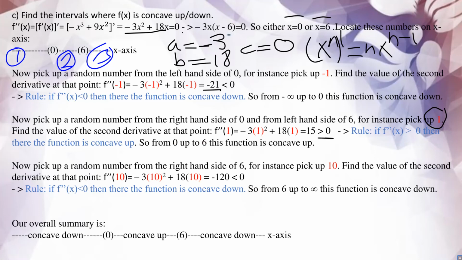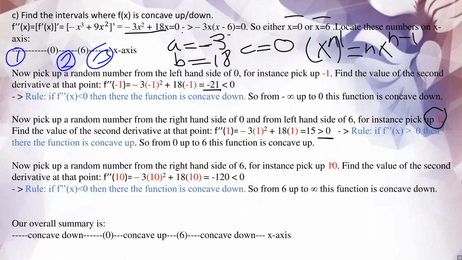Okay, and the final interval, the third interval. Pick up a number from the third interval, and I picked up, no, not 7, I picked up 10. Because it makes the calculations easier. Well, because I don't use a calculator. You can use a calculator and you can pick up 7. And if you use a calculator, you can also pick up 1 million. It's up to you. I picked up 10 because it makes my calculation easier.